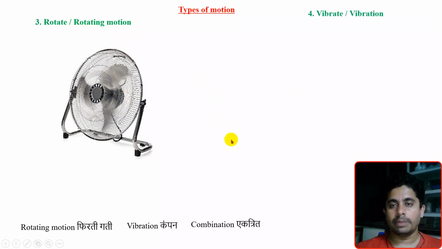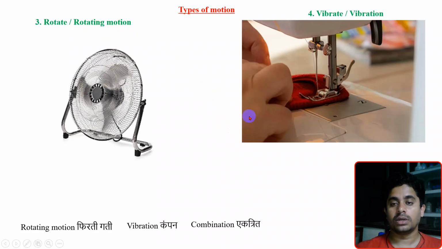Last one is vibrational motion. So this is a sewing machine, and the needle of the sewing machine moves up and down. This up and down motion we call vibration or vibrational motion.